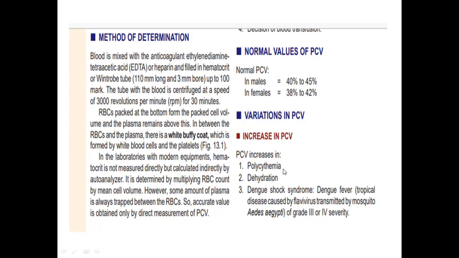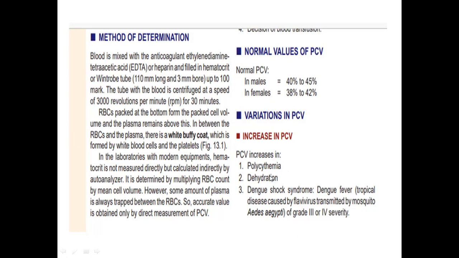Then in dehydration, like I said earlier, when your body loses water, is lacking water, what will happen is that plasma volume will decrease. And when plasma volume decreases, it increases the concentration of the cellular component of blood.